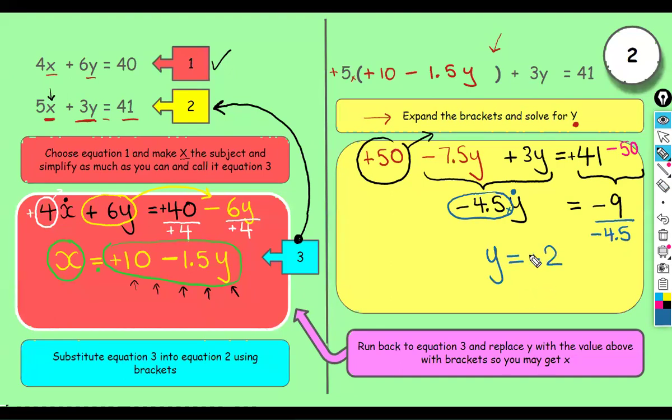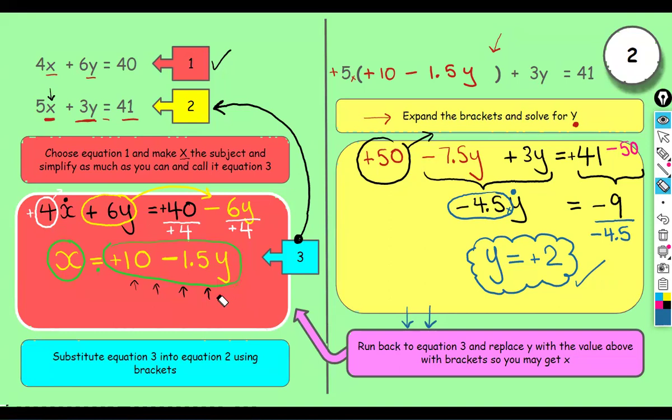So we're almost done with the question. The aim of a simultaneous equation is to solve for x and y. If somebody were to walk up to you now and said, hey, what's the value of y? You could give them an answer. Y is positive 2. We just need to find the value of x now. Don't worry. To find x is really easy. Look at the purple note here. Look at this guy here. What does he say? Run back to which equation?